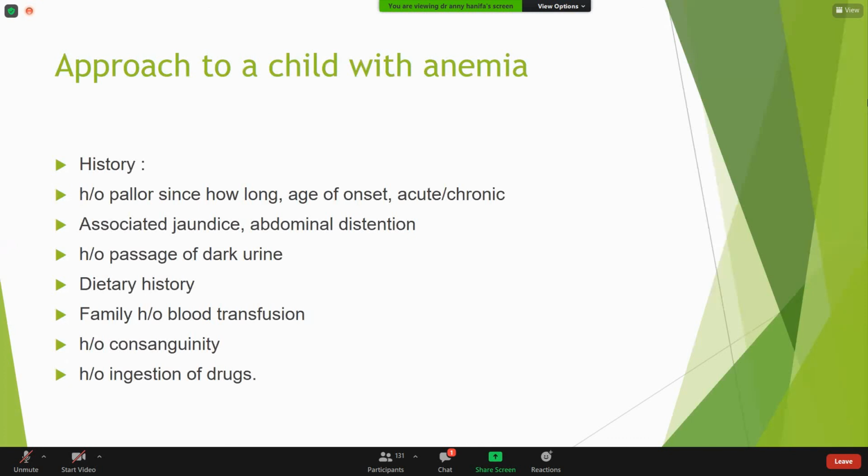Now, after describing briefly the different common types of hemolytic anemias in children, we'll discuss briefly how to approach a child with anemia. Now, first of all, we'll take the history.